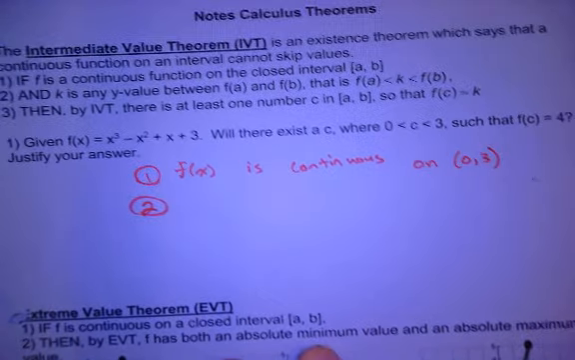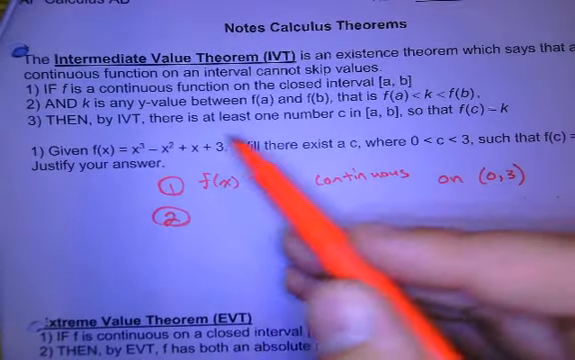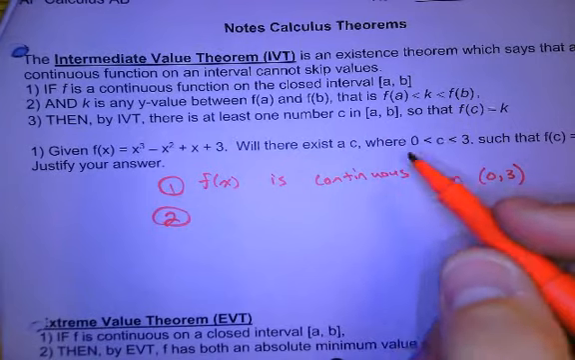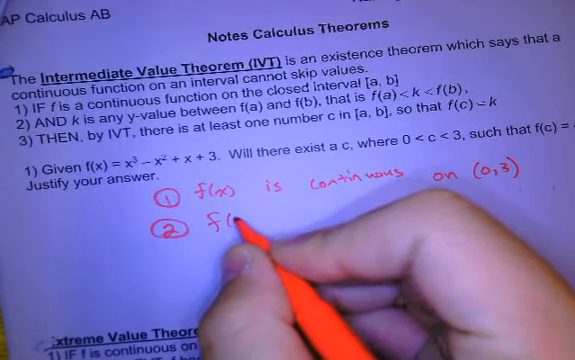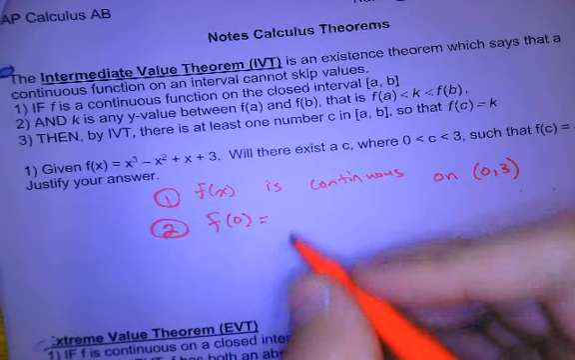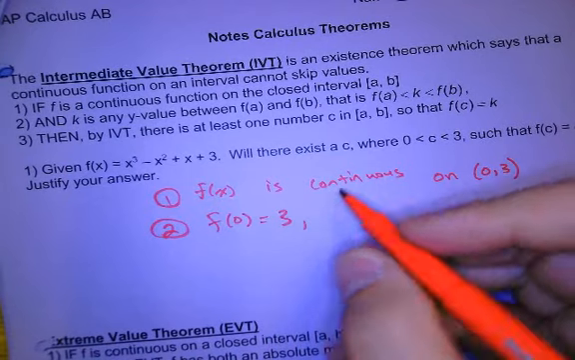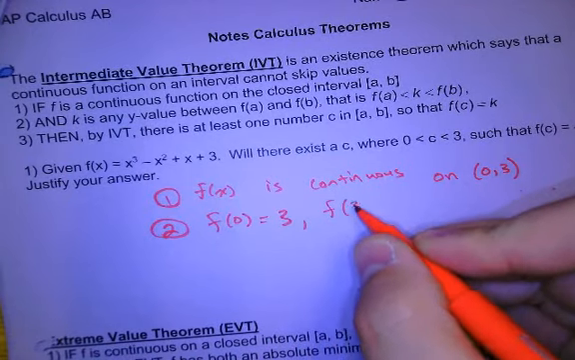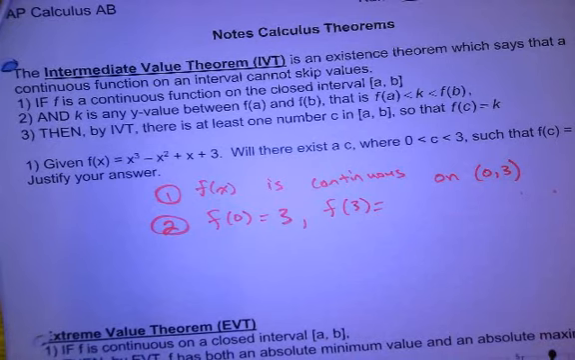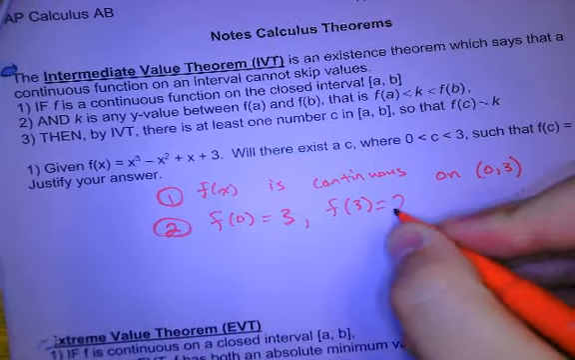Second thing we've got to state is what's f of 0 and what's f of 3. So what is f of 0? Very good, class. It's 3. We really should not be talking while I'm teaching. F of 3 is 24. Is it 24? 24.